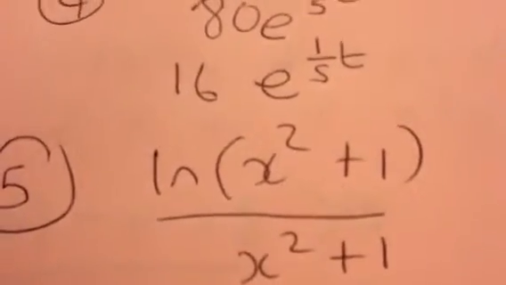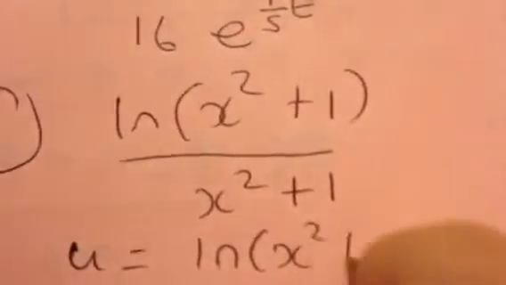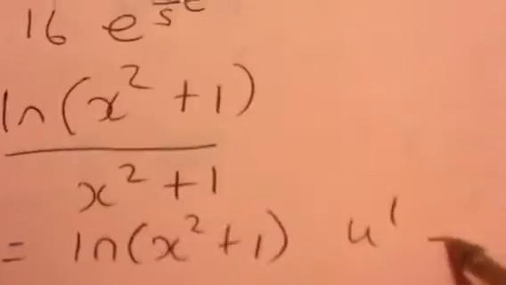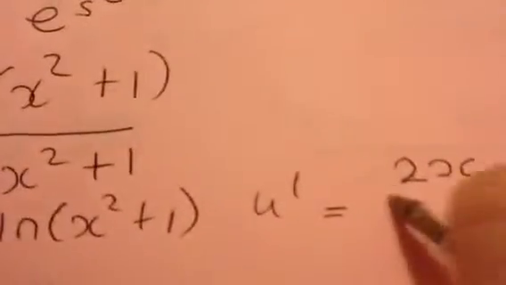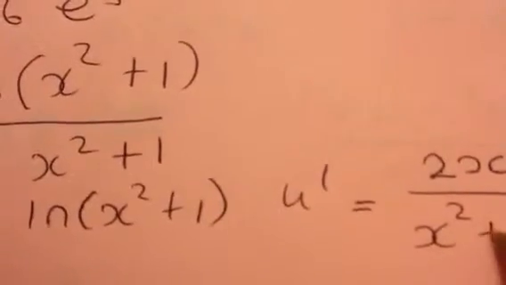Okay. Now number 5, ln of x squared plus 1 over x squared plus 1. So it's quotient rule yet again. Now ln of x squared plus 1 is u, and u dash is basically 2x over x squared plus 1, because we do a differential of a function f dash over f.